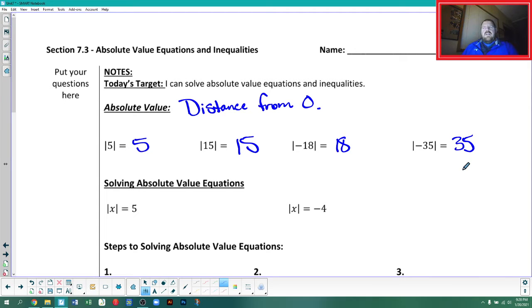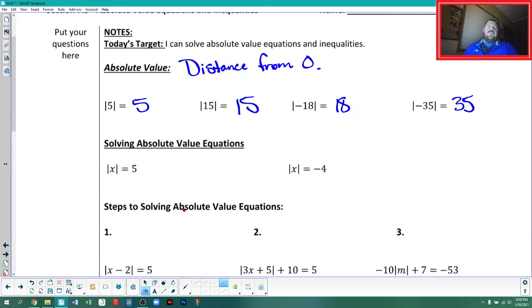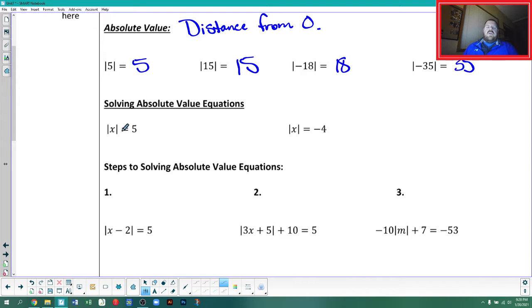Now, is it a little bit easier to just think that it's just the positive version of whatever number I have? Yes, it is. But it's kind of interesting to think about what numbers in here would give us 15 as an answer. And that's really what we're looking at next with solving absolute value equations. I am looking at what numbers could I put in here to get a 5 as an absolute value. So just this one right here. What numbers can I put into this spot right here and get 5?